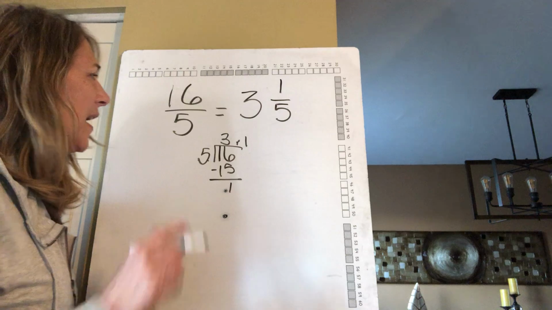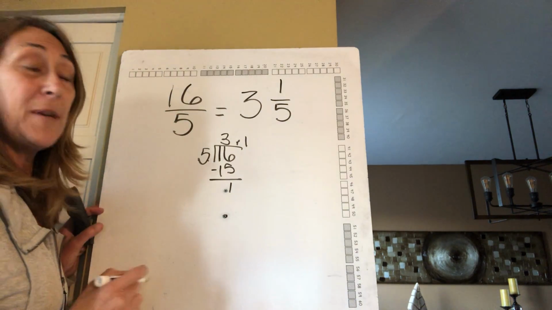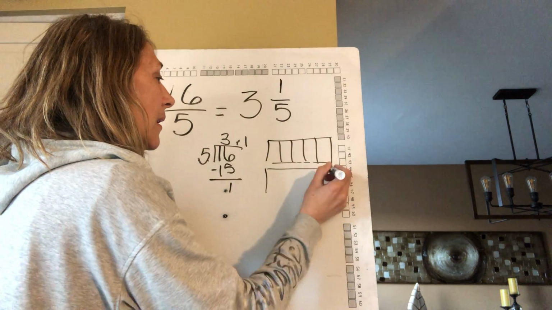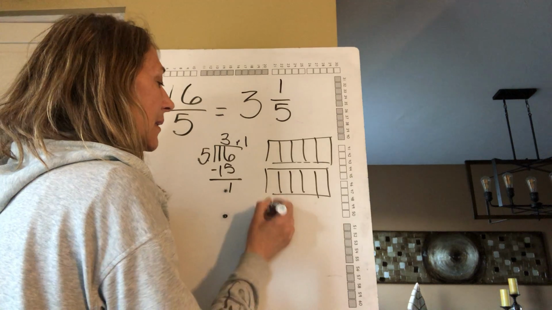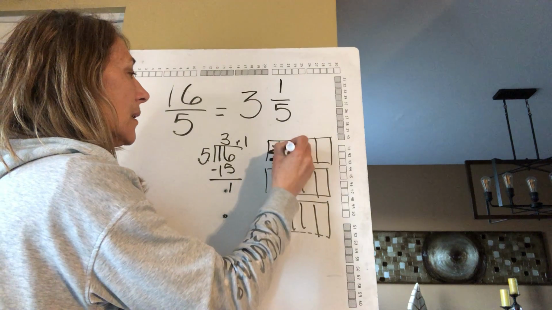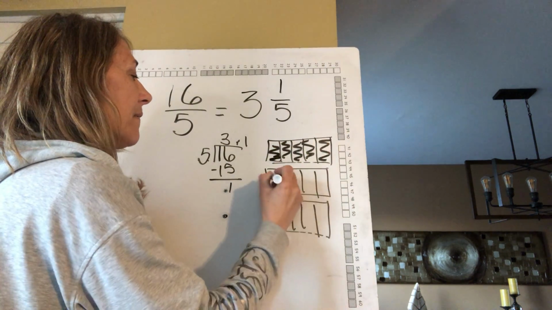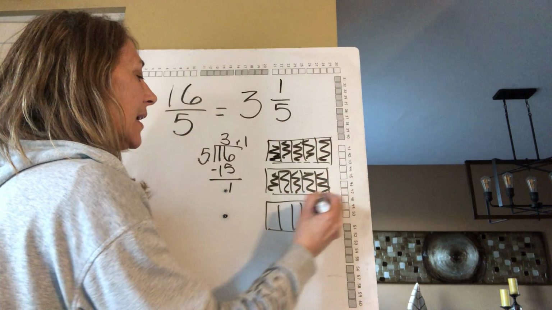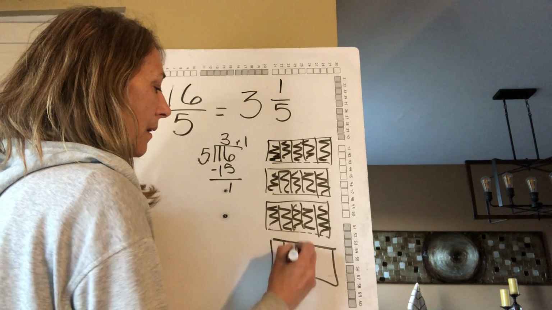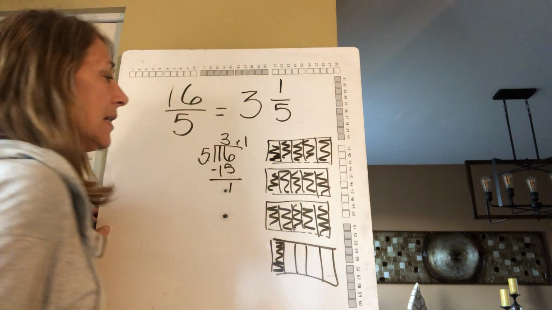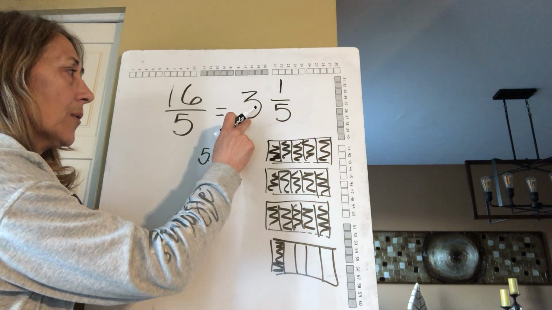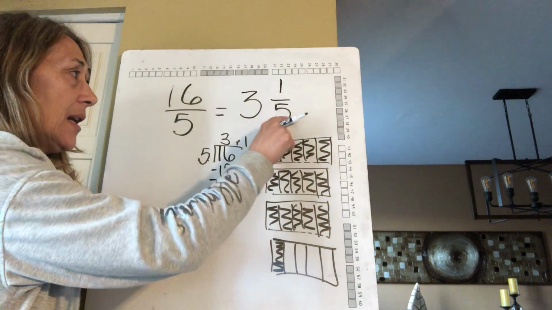If you're not sure about that, we can do the fraction bars. 5 pieces for a whole, so my fraction bars are 1, 2, 3, 4, 5. I'm probably going to need more than this. Well, let's start counting. 1, 2, 3, 4, 5, 6, 7, 8, 9, 10, 11, 12, 13, 14, 15, 16. So what do I have? I have 1 whole, 2 wholes, 3 wholes, and 1 piece remains, and it's a fifth.